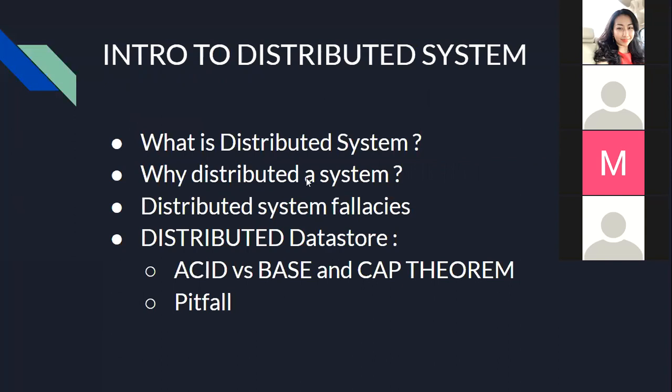So let's talk about a distributed system: why we distribute a system, and what the fallacies are, because every system has pros and cons. We will also talk about distributed data stores, because when you hear about distributed systems, there are so many different ways. The last part will focus on data stores, where we will talk about the ACID model, which is usually used for relational databases, and BASE, which is normally used for non-relational databases, NoSQL, and the CAP theorem, which is our guideline for how to build a system.